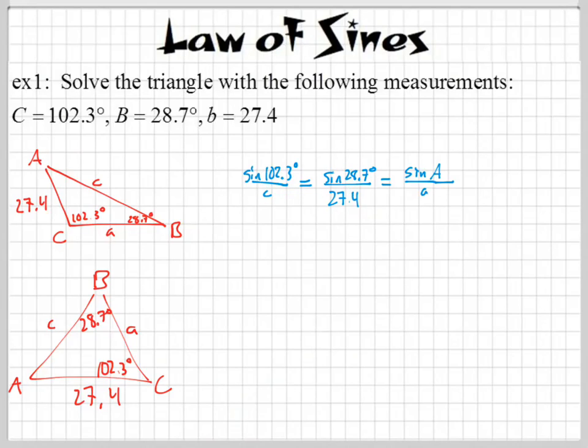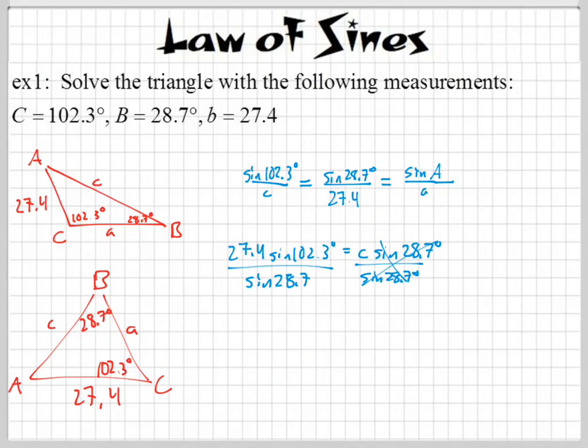And so you get something that looks like this. 27.4 times sine of 102.3 equals C times sine of 28.7 degrees. Now, how do I get the C alone? I divide by sine of 28.7 degrees, and those would equal 1, and so they're gone. And I divide this side by sine of 28.7 degrees.